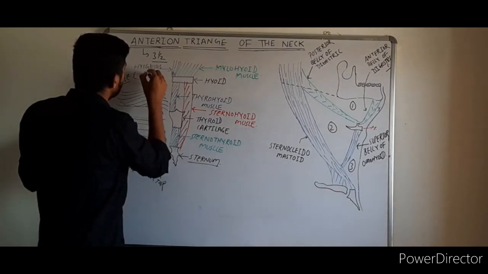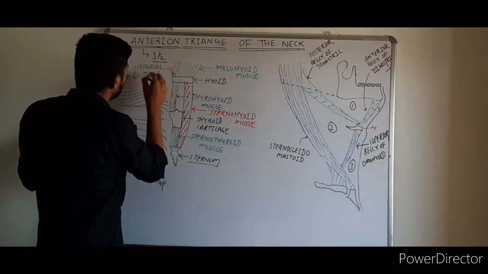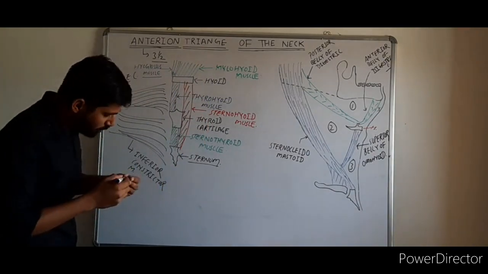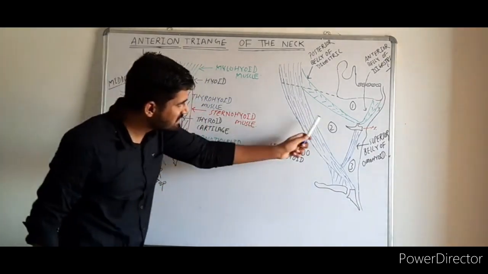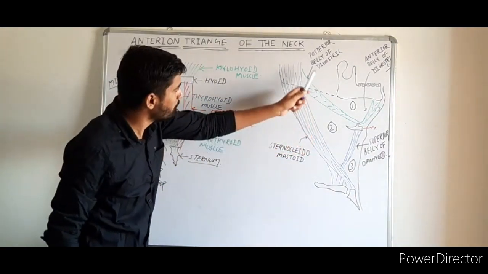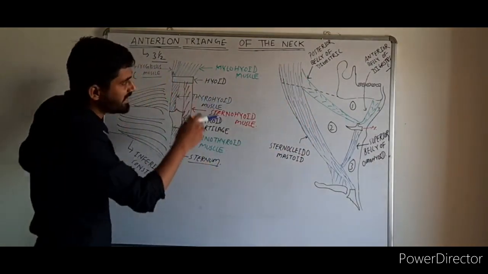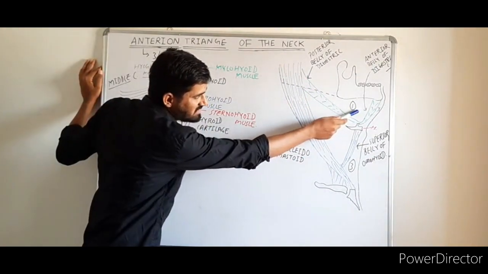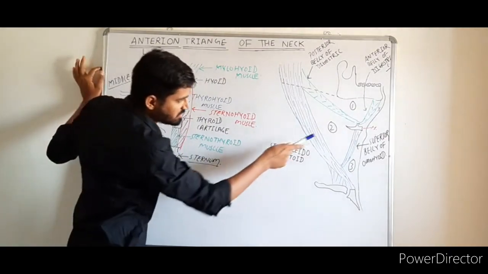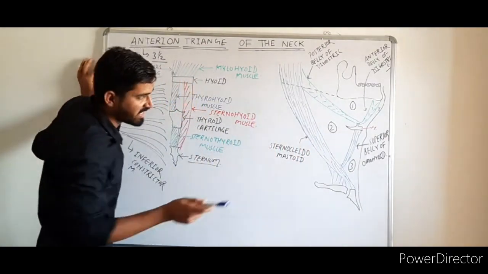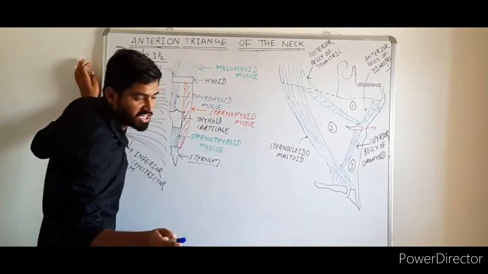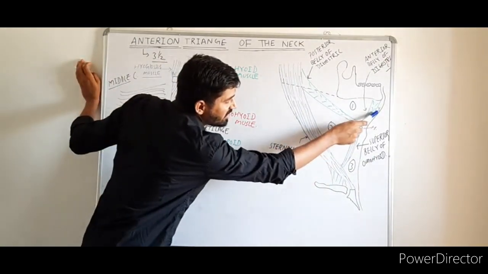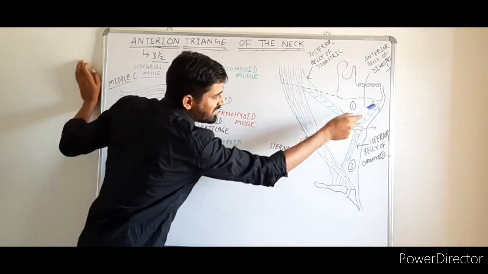Hypoglossal muscle. Now these are the anterior triangles of the neck. The first is the digastric triangle. The second is the carotid triangle. The third is the muscular triangle. And this fourth one, the half triangle, is the submental triangle.